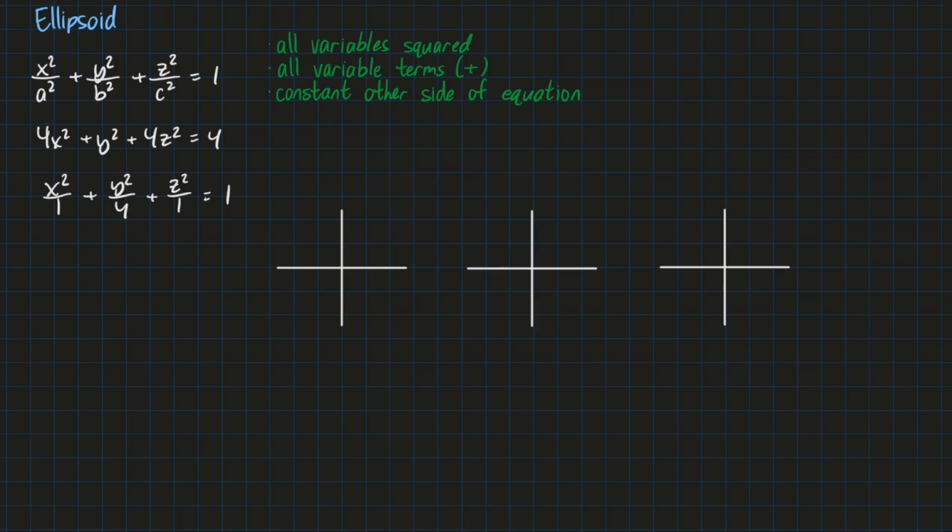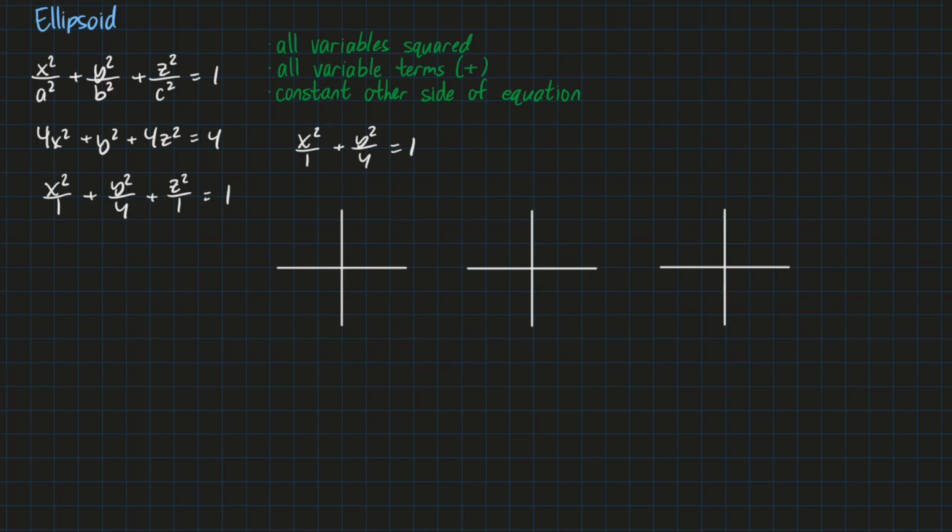Now, the way to graph quadric surfaces is to cover up one of the variables so we can have the traces along each plane. So basically, if we cover up one of the variables, let's say z, we are left with the equation x squared over 1 plus y squared over 4 equals 1. Now, this equation, we know what it looks like in 2 dimensions. This is just an ellipse equation.